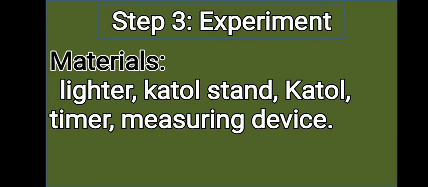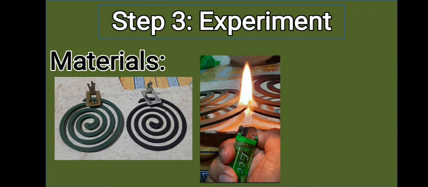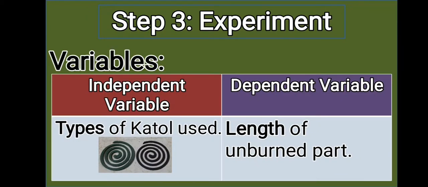Now, in conducting an experiment, the first thing to do is to gather your materials. You have a lighter, katol stand, and many more. So I have here my materials: katol stand and a lighter. And then aside from materials, you need also to identify your variables. Now, there are two kinds of variables. We have independent variable and dependent variable.